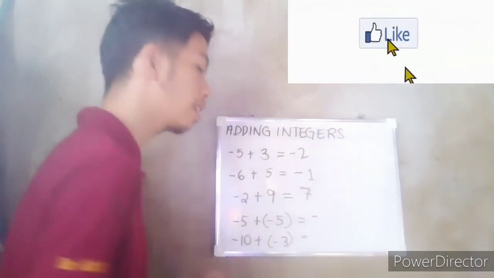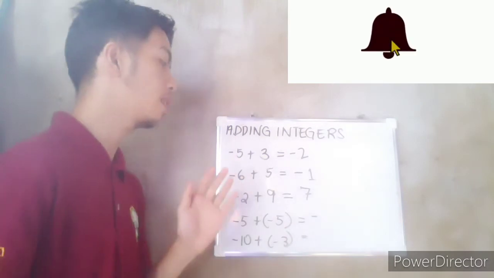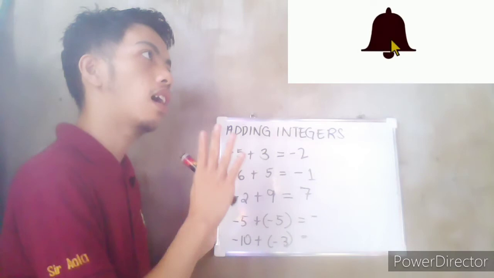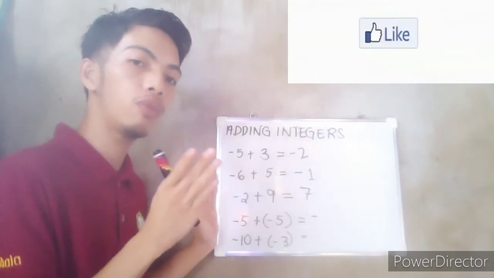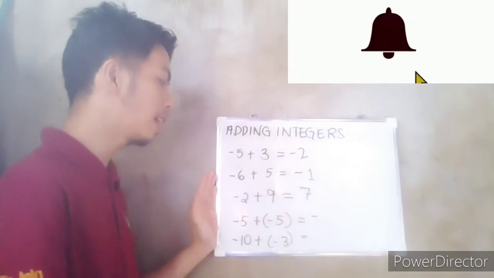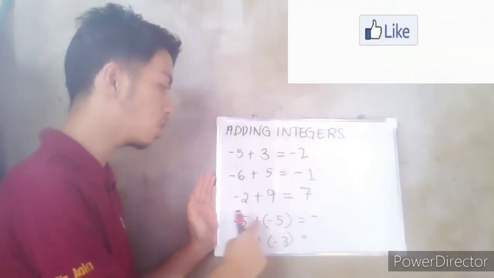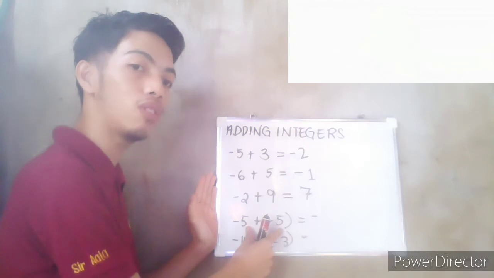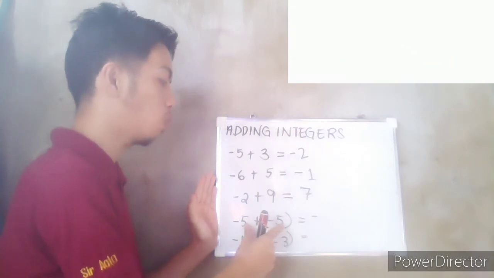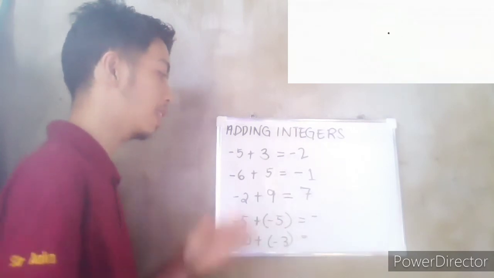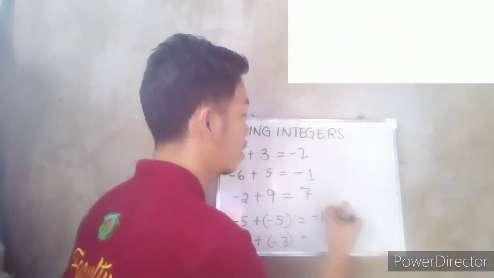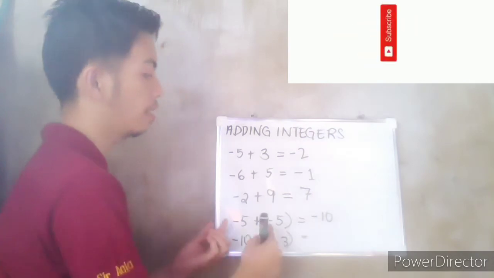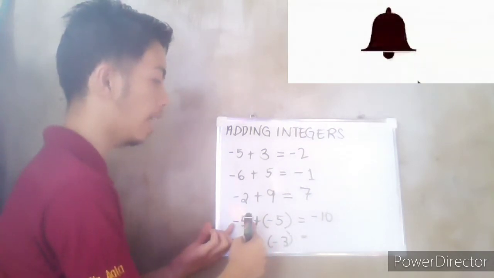O, anong pinagkaiba nito dun sa unang rule natin? Diba dito, sa unang rule natin, get the sign of the bigger absolute value, then subtract. Dito naman, kung same sign siya, kopyahin mo yung sign. And then, add the absolute value. Okay? So, kung i-add natin siya, 5 plus 5, that is 10. So, negative 10. Kasi, same sign, pinag-add.